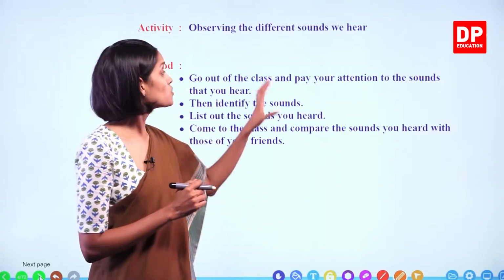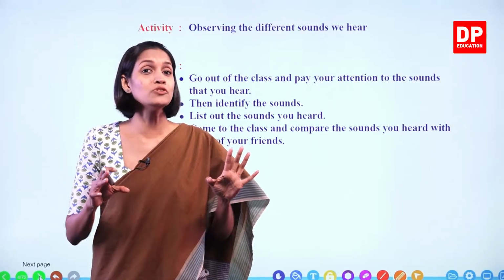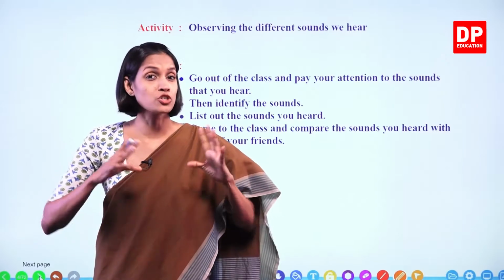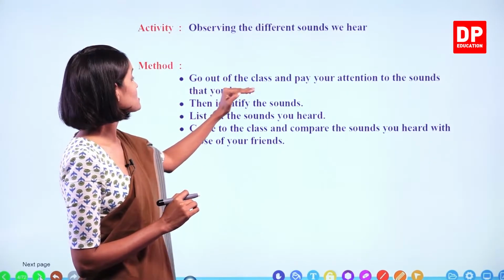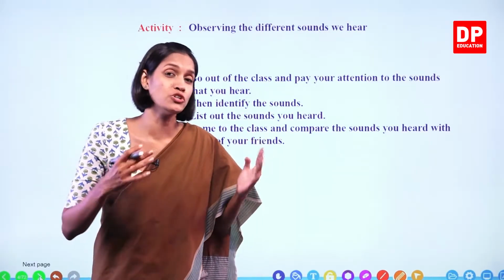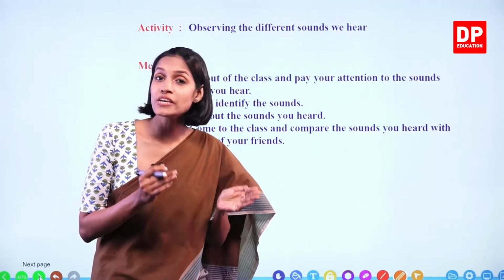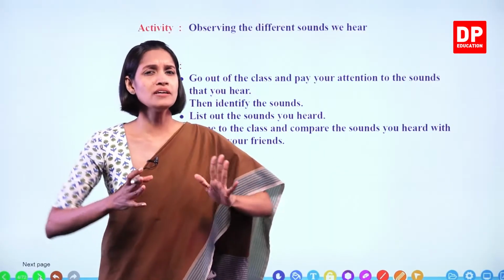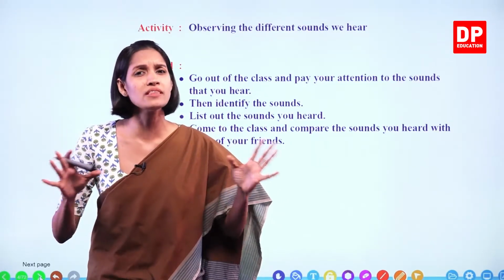Okay, children. If you want to hear the other sounds also, you have to pay attention without talking too much. Then identify the sounds, different sounds. As I told you, you have to pay special attention without talking to each other. If you can, just go out and close your eyes without paying attention to anything else.